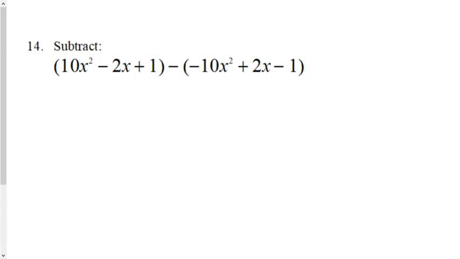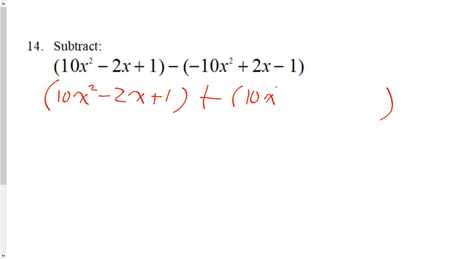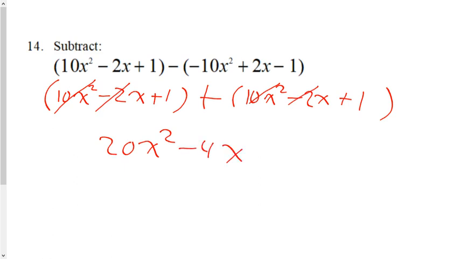Same thing here. Keep your first polynomial, which is a trinomial this time. Change to addition and use the opposite of the second polynomial. So it's going to be a positive 10x squared, a negative 2x, and a positive 1. Gather like terms. That and that make 20x squared. That and that make negative 4x. And that make positive 2.